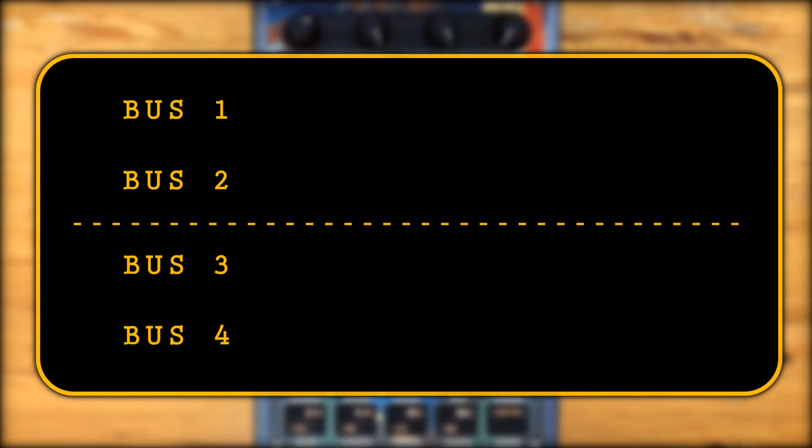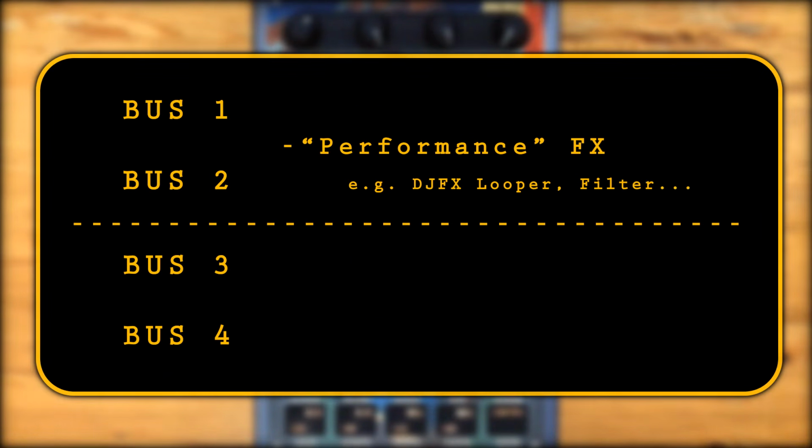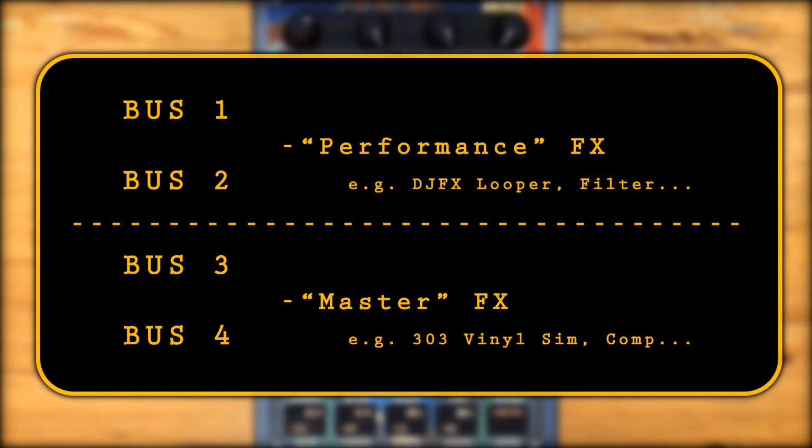Think of buses 1 and 2 as the performance effects, for example using the DJ effects looper while jamming on the beat. And buses 3 and 4 as the master effects, for example throwing the 303 vinyl sim over all the samples to compress the overall beat. First up, let's look at buses 1 and 2 and the 2 different ways to route them.